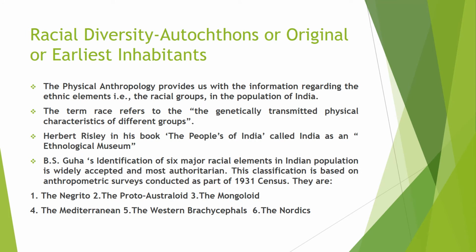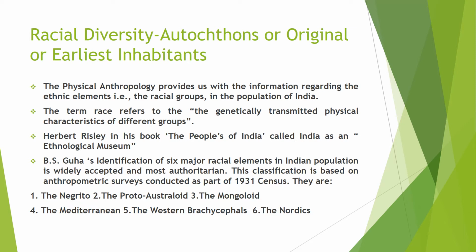The racial diversity of India, or the original or earliest inhabitants of India, has been discussed and spoken about by various scholars. Physical anthropology provides us with the information regarding the ethnic elements, that is, the racial groups in the population of India. Before we start talking about the various types of racial groups in the Indian population, let us make an attempt to understand the meaning of the term race. The term race refers to the genetically transmitted physical characteristics of different groups. That is to say, the physical characteristics that we inherit biologically determine the race that we belong to.